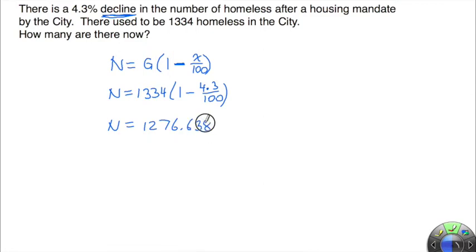1276.638. Now, if you're going to answer this question, you have to make a decision. There's no such thing as 0.638 of a person. So you either have to take this number and round it down to the 1276, or you round it up to 1277. Now, neither one is right or wrong. So generally, when I ask you a question like this, I'll tell you how to round it. Generally, I have you round it up. But there are some cases where you actually want to round it down. So there used to be 1,277 homeless.